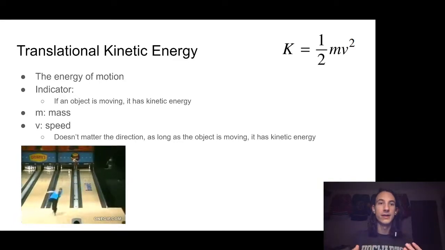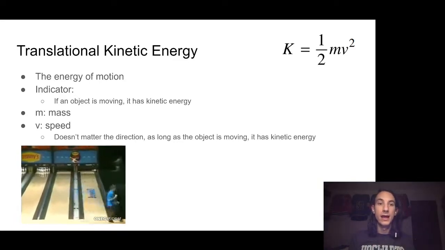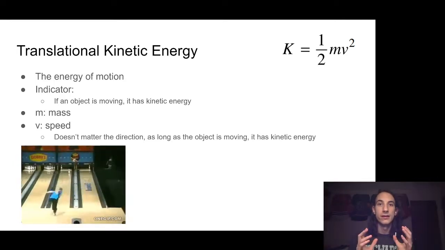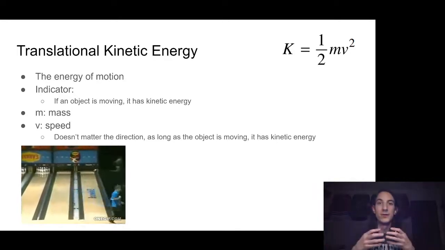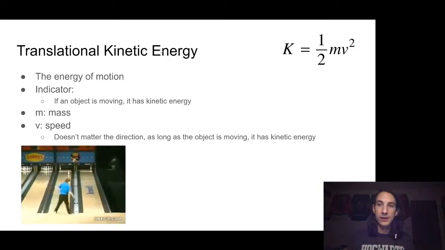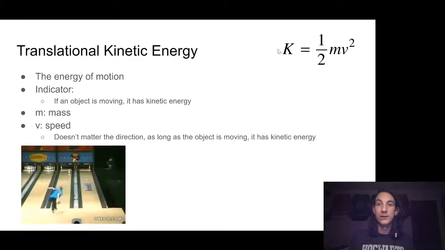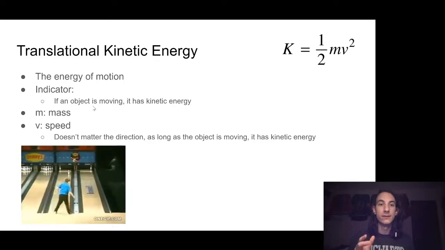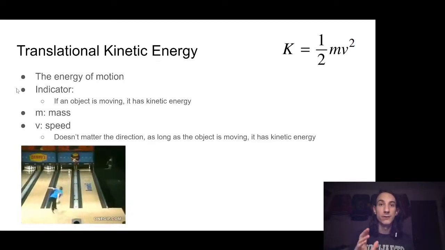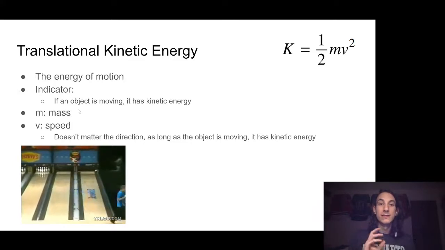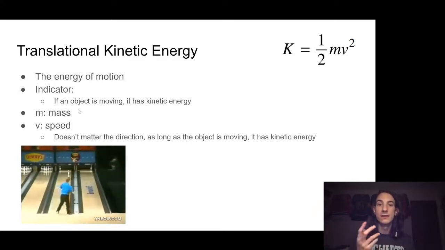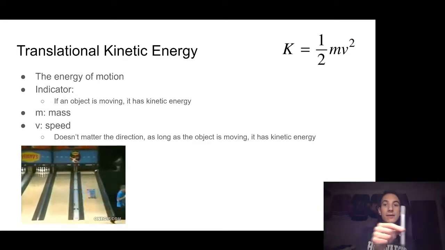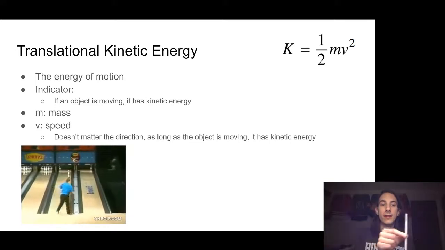So this translational kinetic energy is the energy of motion. And pretty much the way that we can identify if something has this translational kinetic energy is if it's moving. Is this object moving from one spot to another? The equation for translational kinetic energy is just going to be 1/2 mv squared, where the m stands for mass and the v stands for velocity, or speed, sorry, speed. And the reason we're calling it speed is because the direction that it's moving doesn't matter. If my pen here is moving to the right or to the left at the same speed, it still has the same amount of kinetic energy.